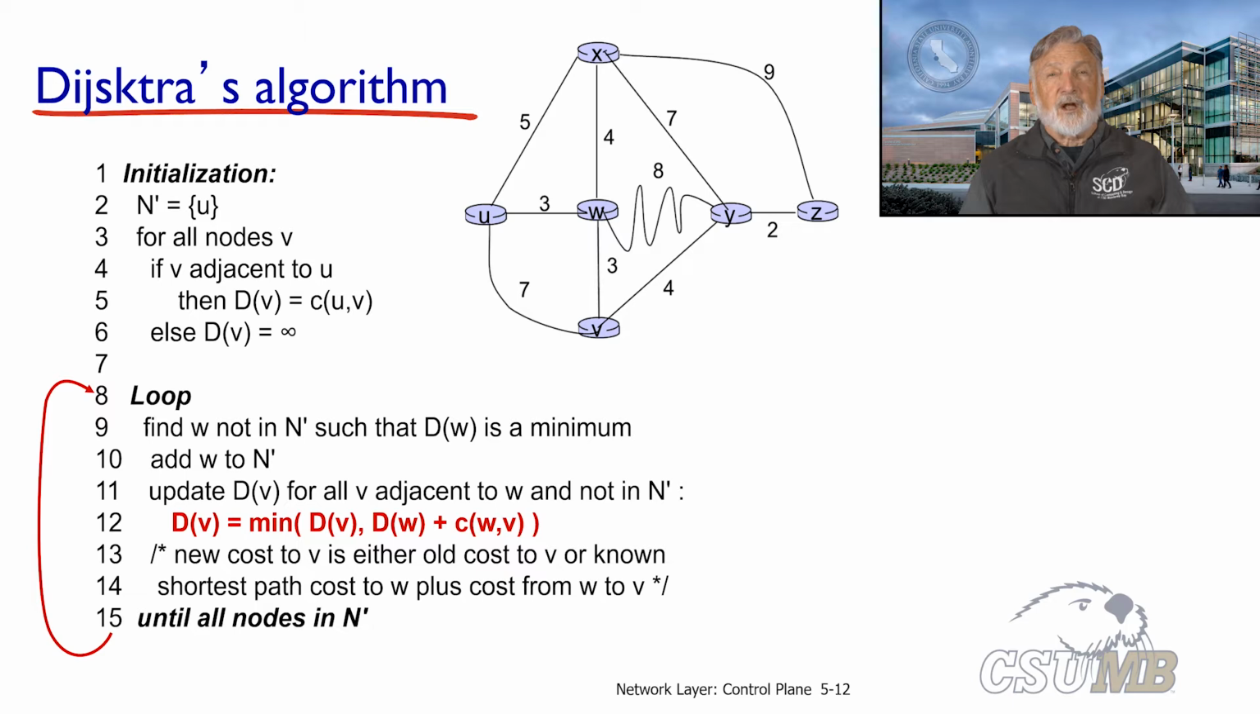We can walk through this algorithm to solve the least cost path from the source node to all other nodes in our diagram. For initialization, start at source node U. Place U in the set of visited nodes N prime. If a node is a directly connected neighbor of U, then assign the distance or cost of that link as the tentative distance. For all other nodes, write down infinity to represent that we do not yet know their distances from U. Next, enter the main loop of the program.